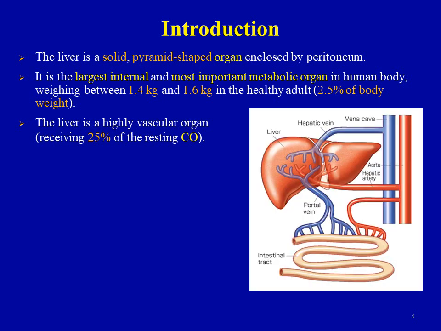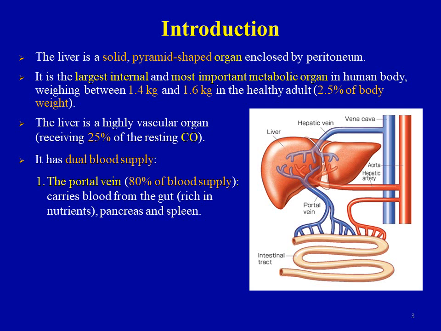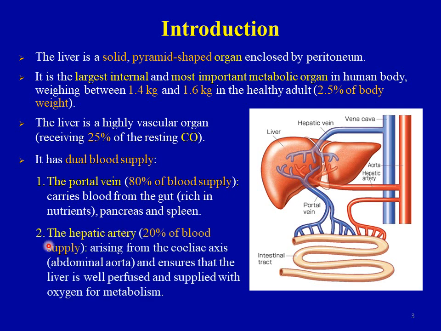As you can see here, the liver has a dual blood supply. It receives oxygenated blood from the aorta through the hepatic artery, and it receives deoxygenated venous blood that is rich in nutrients through the hepatic portal vein. As I said, the liver has dual blood supply. The portal vein brings about 80% of the liver blood supply. It carries blood from the gut, which is rich in nutrients, pancreas and spleen. And we have the hepatic artery that supplies about 20% of blood to the liver.